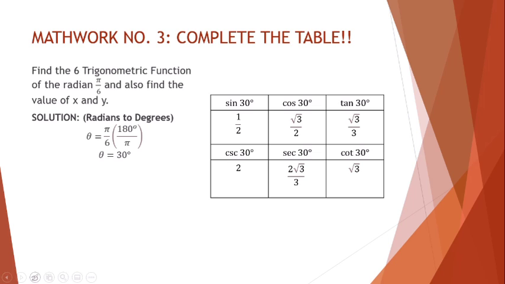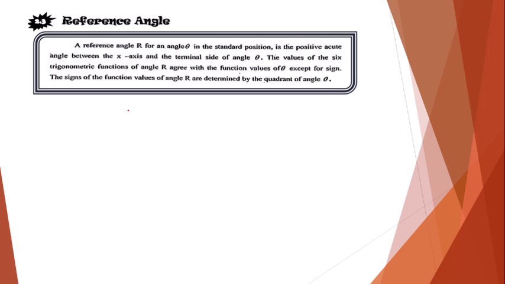Kung natatandaan nyo sa application of radians, sa nakaraang slide, ang cosine niya is equal to x at yung sine niya is equal to y. So, that's why we got this. So, automatic yung r natin, 1 yun. Hindi ko na pinahanap. Okay, reference angle.